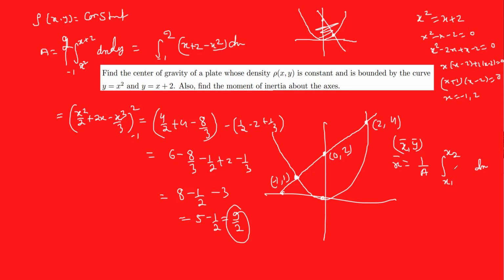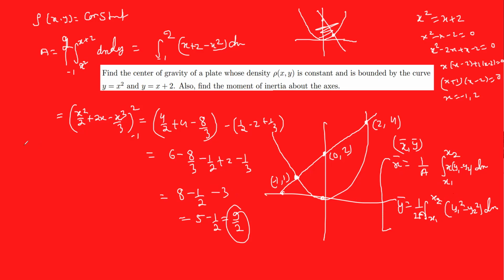Okay. So what is the value of x bar? X bar is x times y1 minus y2. What is y1? This is y1 and this is y2. And y bar is 1 upon 2a, x1 to x2, y1 square minus y2 square dx. Right?